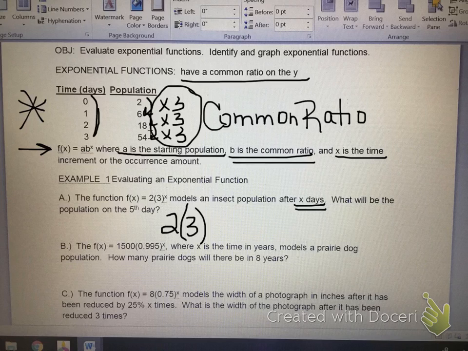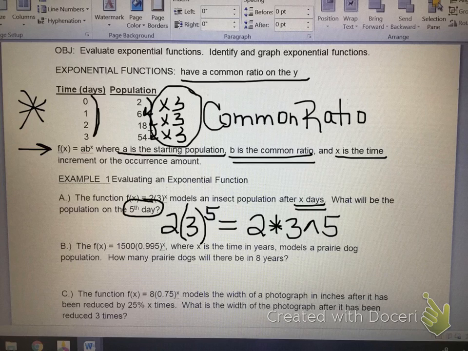So what they want us to do is take this information, the 5th day, what's the population on the 5th day, and they want us to insert that right here for x. So here's where you're going to grab your calculator and you're going to plug in 2 times 3 raised to the 5th power. And you might have to use that roof button. Let me draw that out for you. 2 times 3 raised to the 5th power.